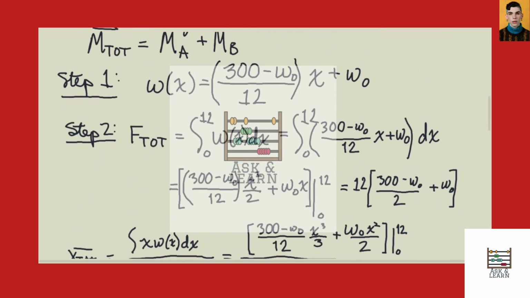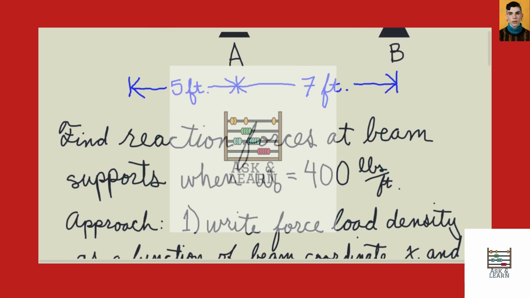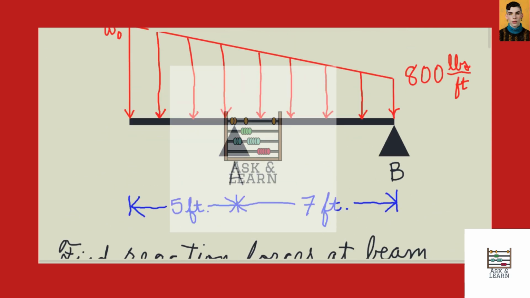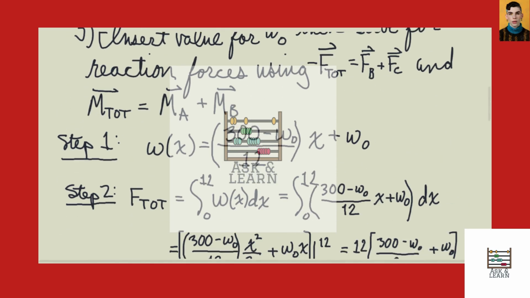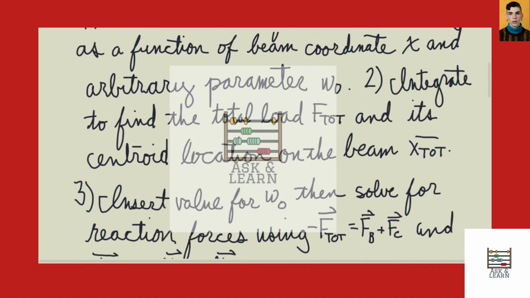So for step 1, again, we're going to write out an equation for our load density relationship, the load density function along the span of x. We have our endpoint at 800 pounds per foot. We have our starting point as W sub naught. So we're going to subtract, and that should be set.